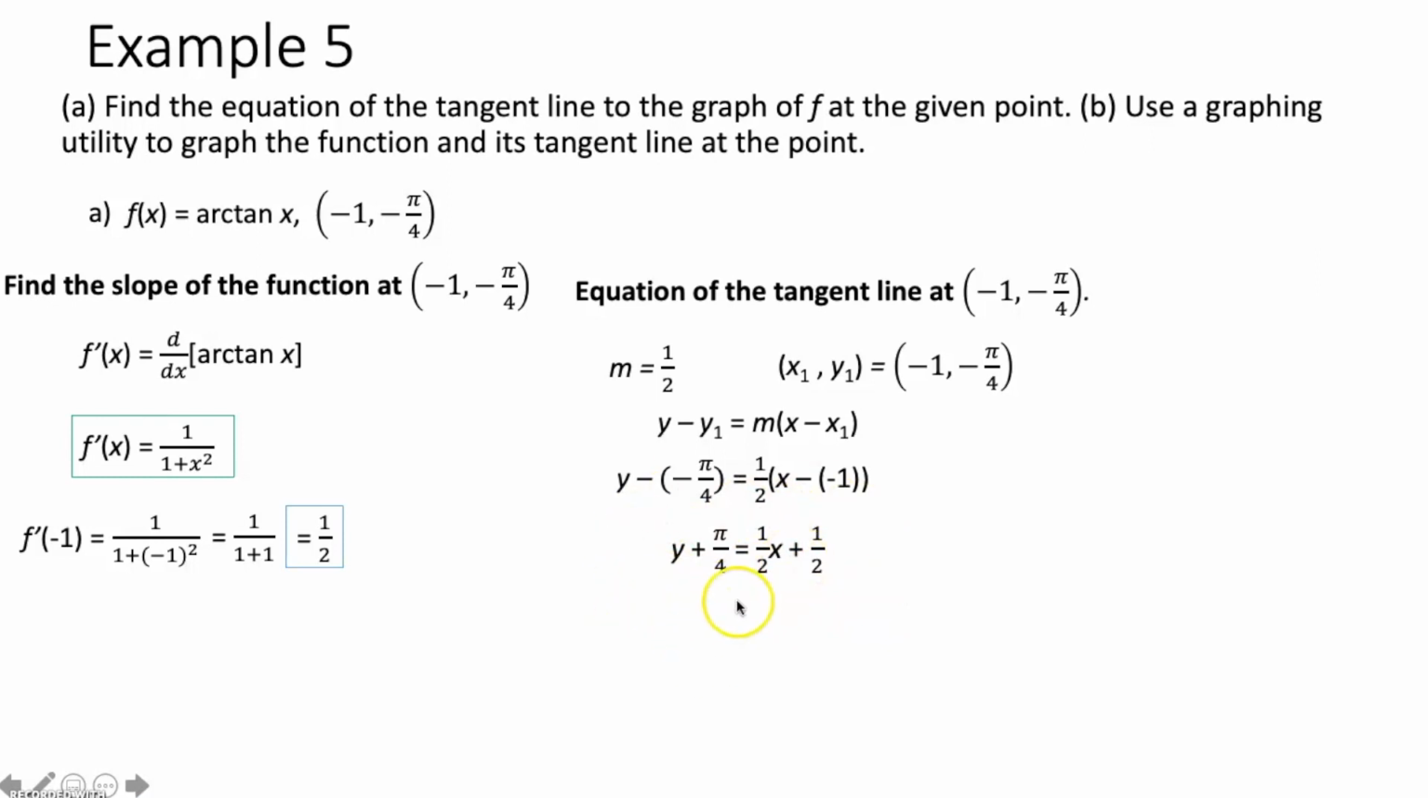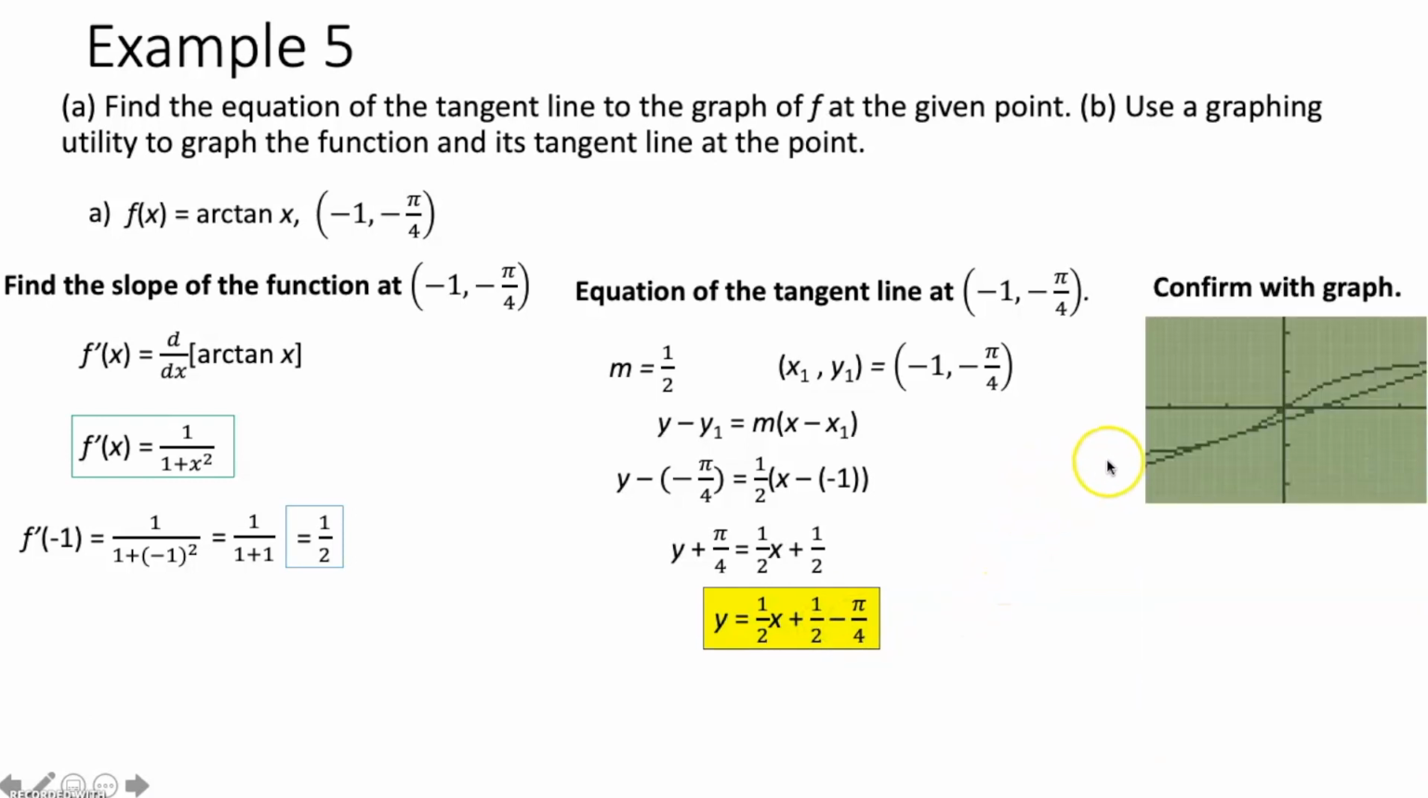Now, if we want to get it y equals, we just subtract pi over 4 from both sides, and I'm okay if you leave it like this. The AP test is okay if you leave it like this. You don't have to simplify these two fractions right here. We confirm this with our graphing calculator. You can see our arctan curve right here and our tangent line. They meet up right at x is equal to -1.